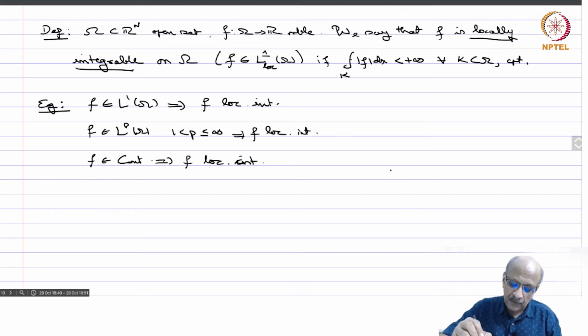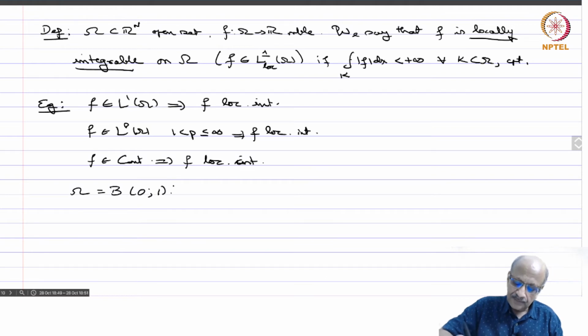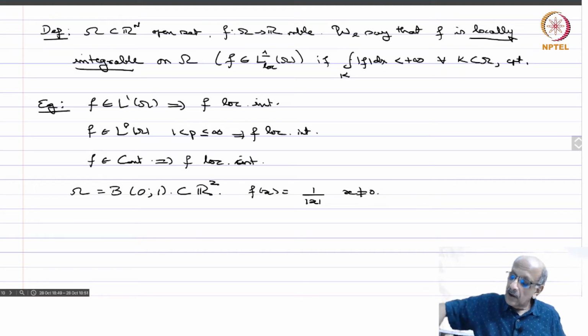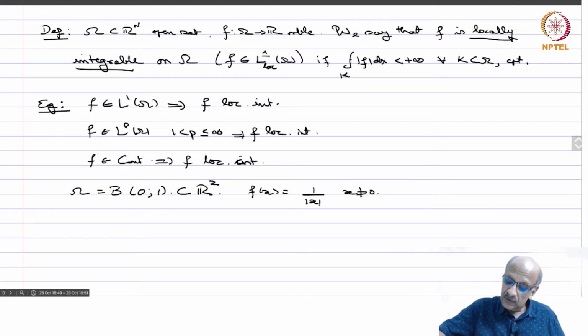Let me give one more example of a locally integrable function, which is an unbounded function and which does not come really in any of these categories. So let us take omega equal to the ball, center origin, radius 1, contained in R^2. And then you take f of x equals 1 by mod x if x is not 0. So this function is defined only outside the origin. It's defined almost everywhere. It's not defined at one point which has measure 0, and it is unbounded. As you go near 0, this becomes bigger and bigger, and therefore the function blows up near the origin.